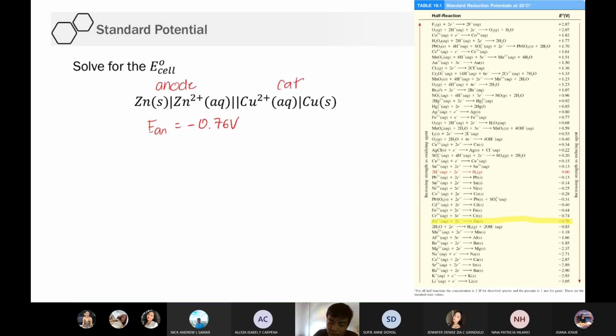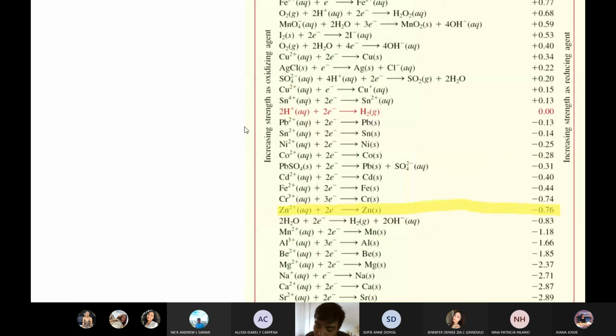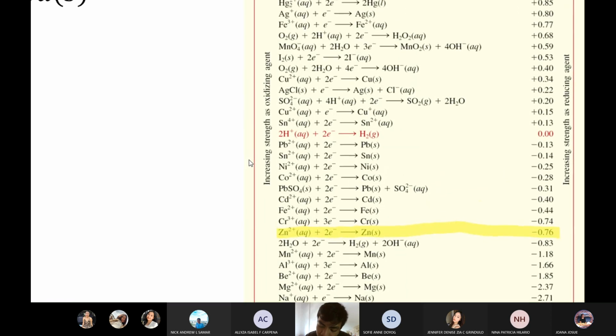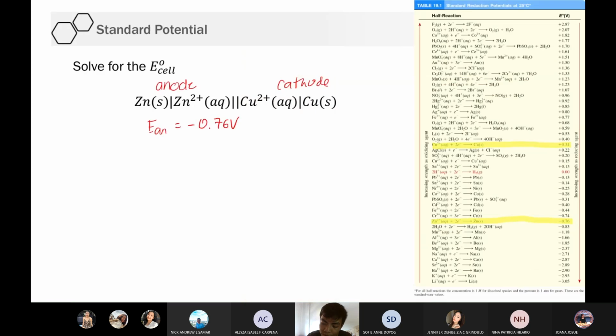How about the cathode? So for the cathode, tingin lang ulit tayo sa table. Hanapin natin yung copper 2 plus copper. Ito, so nakita ko na. Yun, so 0.34. So according to the table, ang E ng cathode natin would be 0.34 volts.